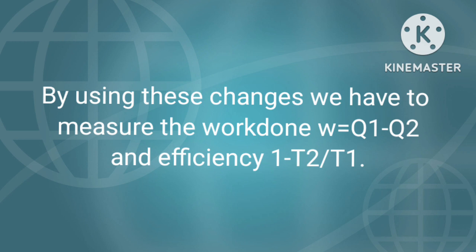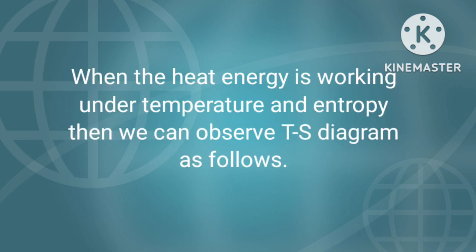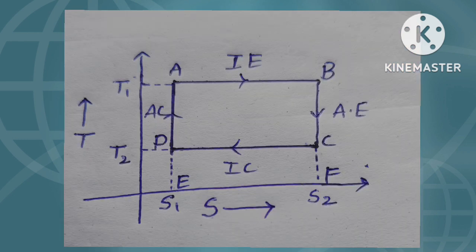By using these changes, we have to measure the work done. W equals Q1 minus Q2 and efficiency is 1 minus T2 by T1. When the heat energy is working under temperature and entropy, we can observe the TS diagram as follows. Here is the TS diagram.